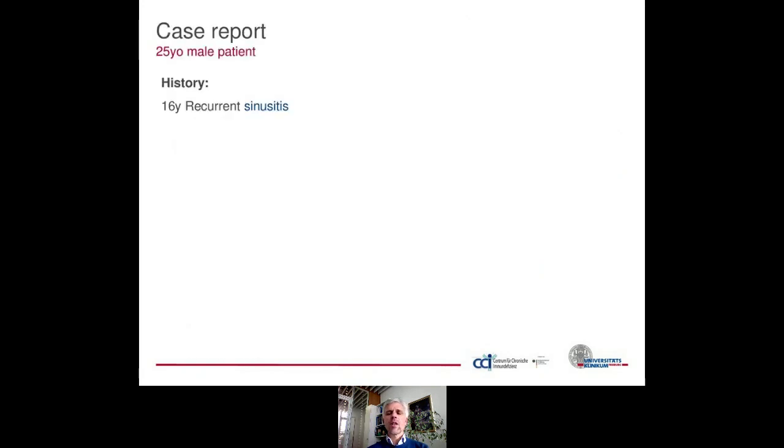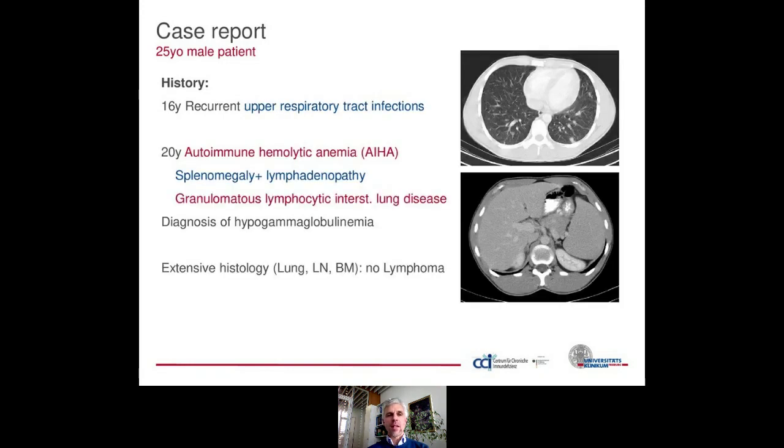Now let me go on with a case report to illustrate some of the major features, how we in Freiburg approach our patients. This was, at the time of presentation, a 25-year-old male patient who had started his infection history at 16 years, where it was regarded as a recurrent chronic sinusitis and not much attention was paid to that. At the age of 20, however, he developed other signs. He developed autoimmunity, as shown in autoimmune hemolytic anemia. He developed lymphoproliferation, as in splenomegaly and lymphadenopathy.